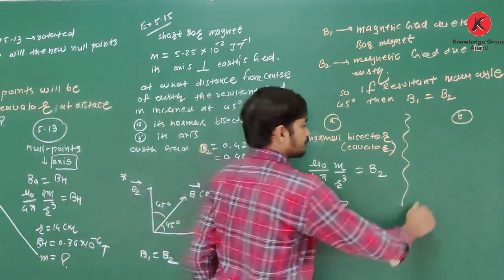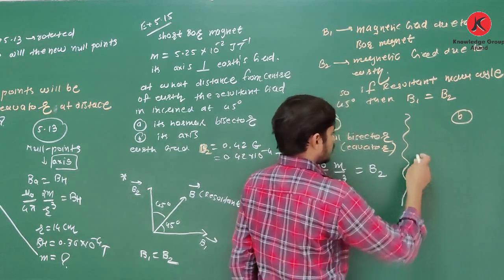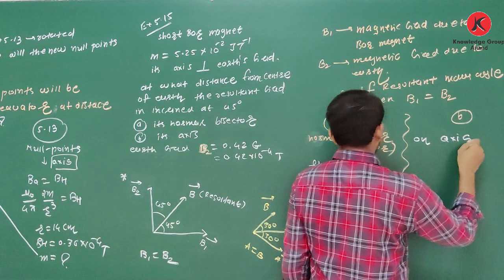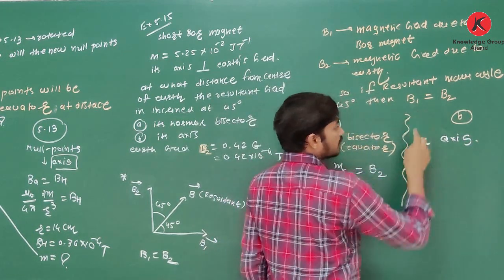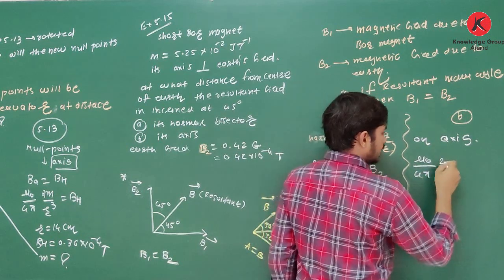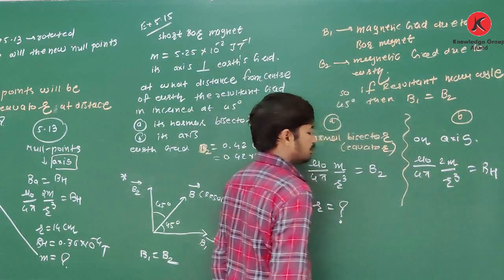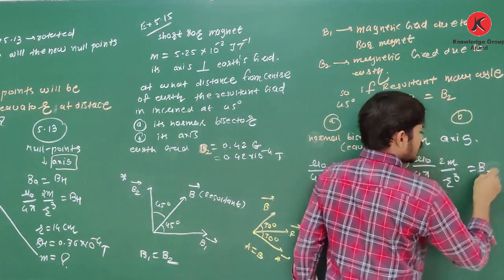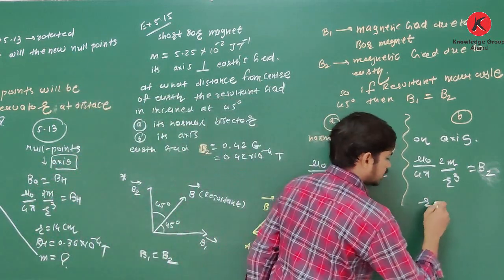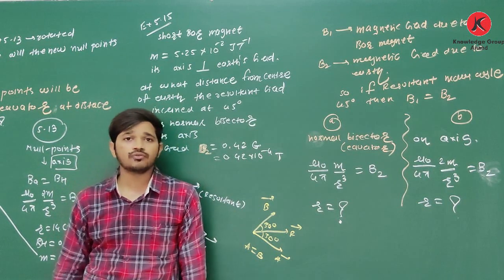In the next question, how to find it? Yes, in this case, it is on axis. On axis, B1, the magnetic field due to magnet, is mu0 upon 4 pi into 2m upon r cube, equal to B2, that is magnetic field due to earth. So again, here you have to find what is the value of r.